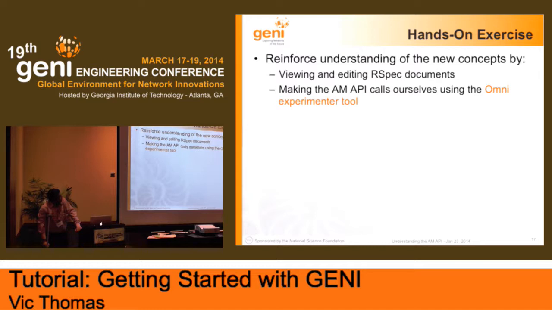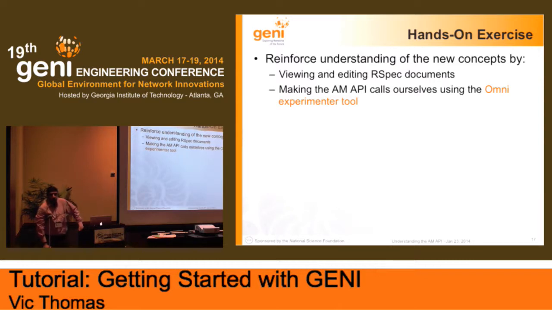Okay. So what we're going to do now, just to reinforce these concepts, is actually view RSpecs and see what they look like. We're not going to read every line of an RSpec, but look for certain key elements of the RSpec. It's an XML document. And then instead of FLACK doing the work for us, we are going to do it ourselves. We are going to make the call that says create sliver or list resources. We're going to do that ourselves, just to get a feel for what this API is like.